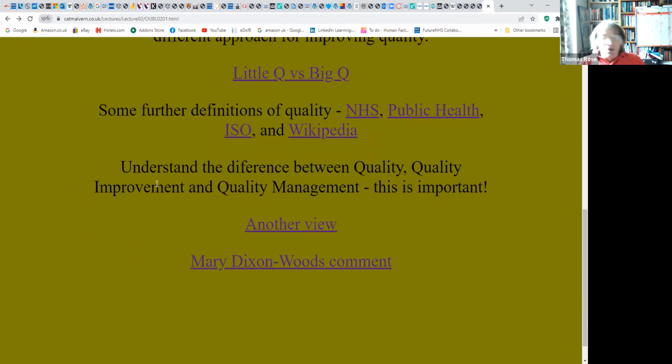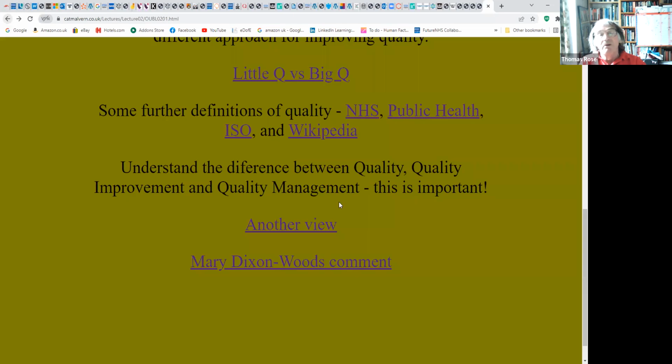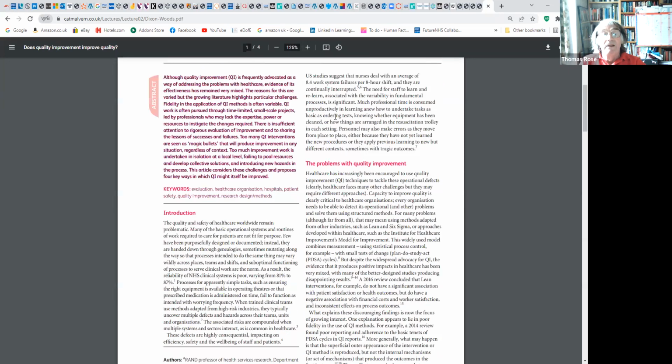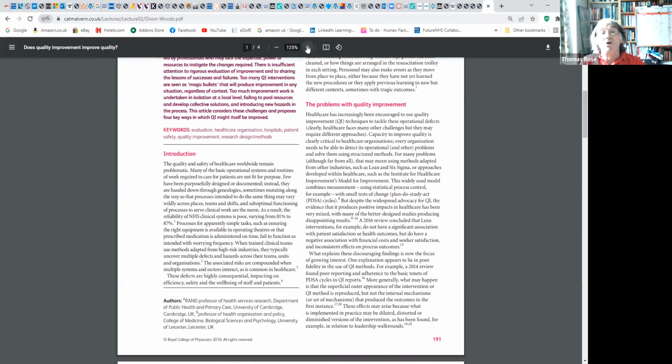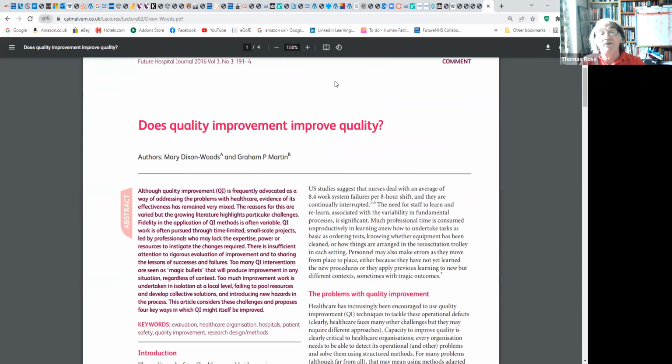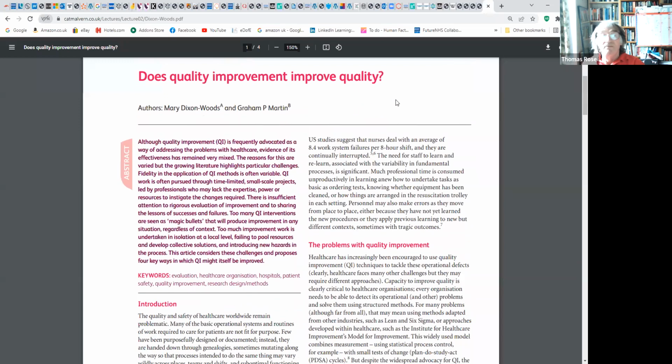Mary Dixon Woods produced a paper. It was a while ago now, but it's really, really good in my view. Lots of things are really good in my view, but not everyone agrees. So here, I won't go through all of this now, and I hope that you will read it. But the title of the paper, you might have been familiar with it. Does quality improvement improve quality?